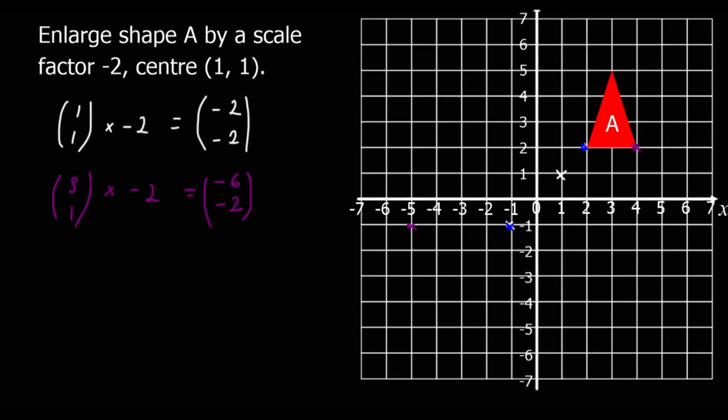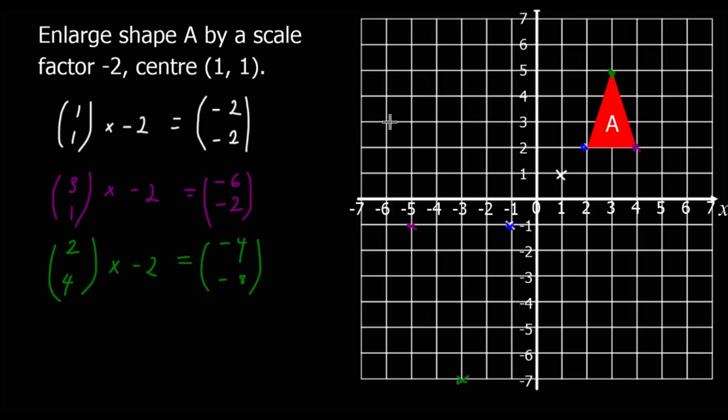And finally the other point, the top of the triangle. To get there, I have to go along 2, up 1, 2, 3, 4. So along 2, up 4. If I times that by -2, 2 -2s are -4, 4 -2s are -8. So to get to that new point, I'm going to go back 4, down 8. So from my center of enlargement again, back 1, 2, 3, 4, down 1, 2, 3, 4, 5, 6, 7, 8.